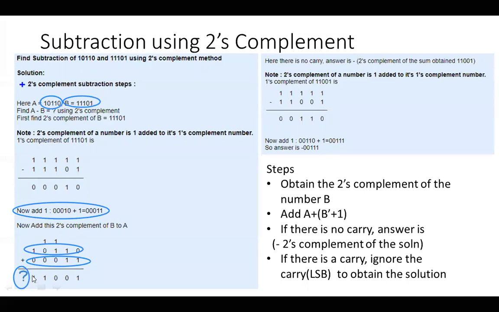So what is the solution we have got? The solution I have got is 1, 1, 0, 0, 1, 1. The twos complement of 1, 1, 0, 0, 1, 1 will be 0, 0, 1, 1, 0 plus 1. It is 0, 0, 1, 1, 1, which is 7. What is 22 minus 29? Minus 7. So add a negative sign. I've got the solution. So this is using twos complement. Now let us see another example.